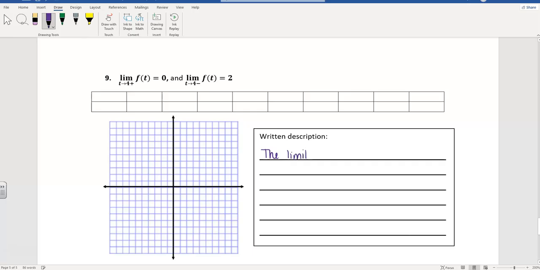The limit as t approaches 4 from the right of f of t is 0, and the limit as t approaches 4 from the left of f of t is 2.